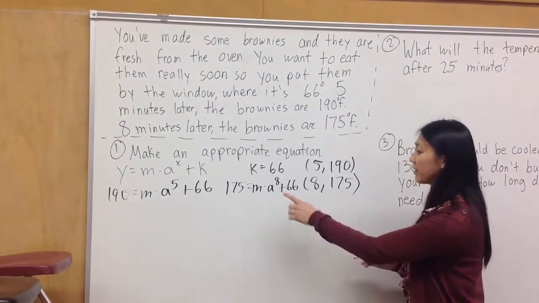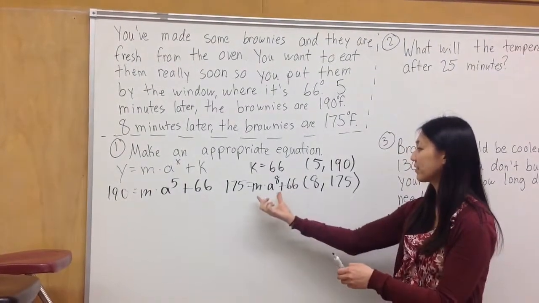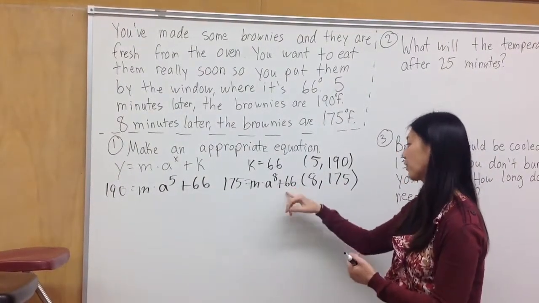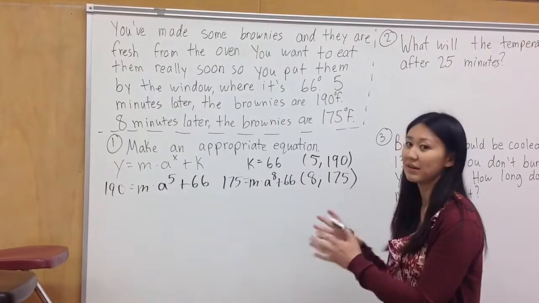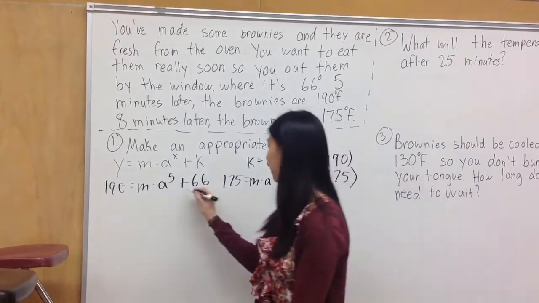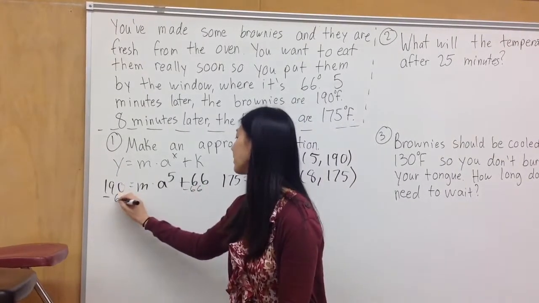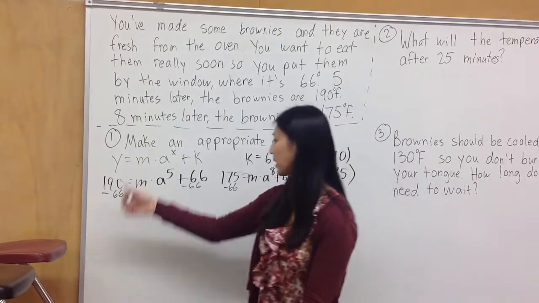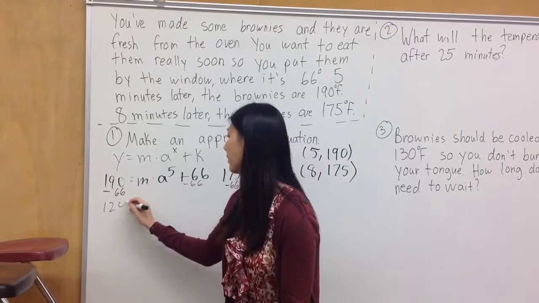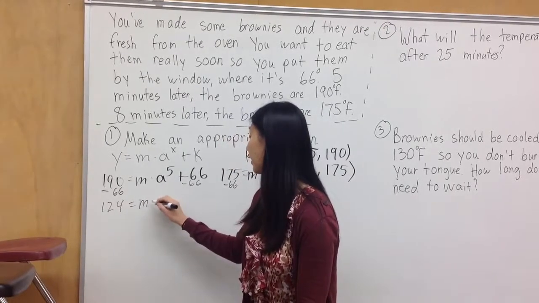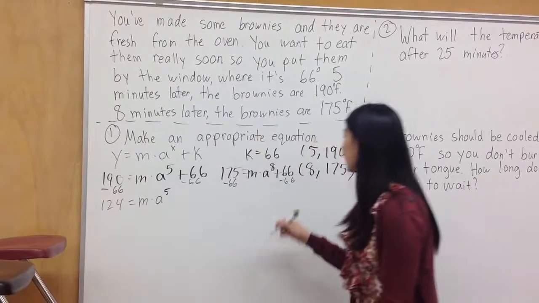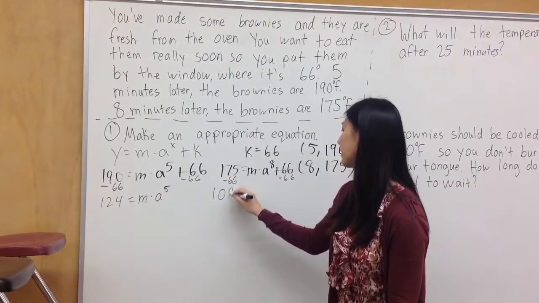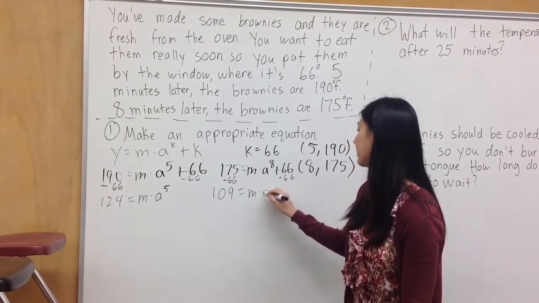From here, I really just need to get this stuff by itself. My goal is to try to find what a is, but first I'm just going to subtract the 66 from both sides in order to get it as much by itself as possible. So I subtract from both sides, and I do it to both equations here. So here I'm going to get 124. That's going to give me m times a to the 5th. Same type of thing here, I'm subtracting those. So that's going to be 109 is equal to m times a to the 8th.